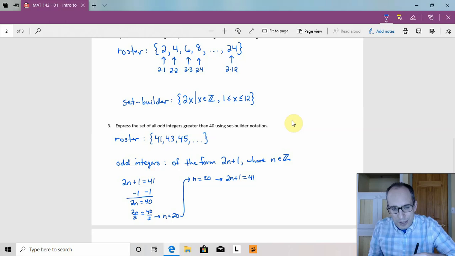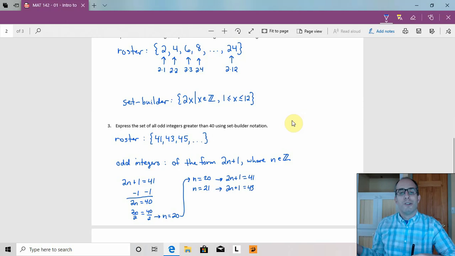And then these numbers get bigger, right? 43, 45. So what if n gets bigger? Well, if n is 21, we're going to get the 43. Because then 2n plus 1, if you substitute in, 2 times 21 is 42. And then if you add 1, you get the 43. Then if n is 22, you're going to get 45 and so forth. So you could keep doing this if you wanted to. But I think just seeing this now, we probably have enough to get the right answer.